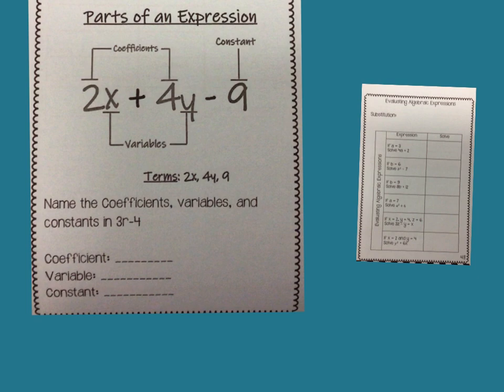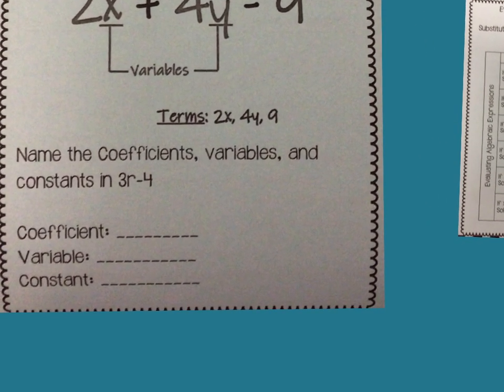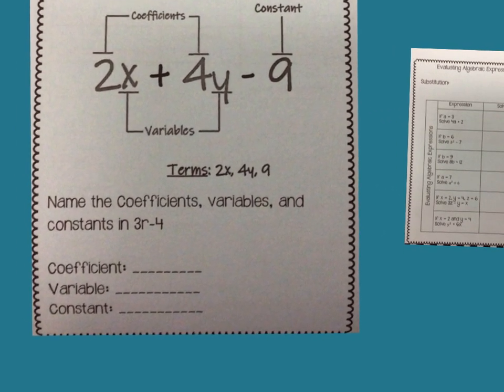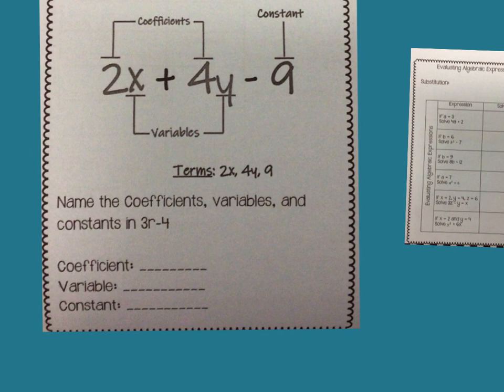Okay, so on this next little part right here, it says name the coefficients, variables, and constants in 3r minus 4. So let's use what we have up here to help us out. So what are the coefficients in 3r minus 4? Well, 3r is one of them. There's only one. It's 3r. Our variable is r, and our constant is 4. Now, if I put term right here, how many terms does this little expression have? Well, 3r, comma, and 4. Those are the terms.